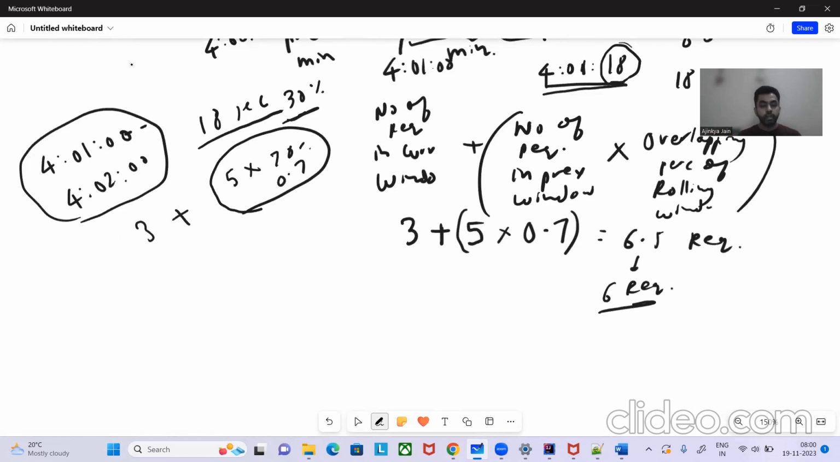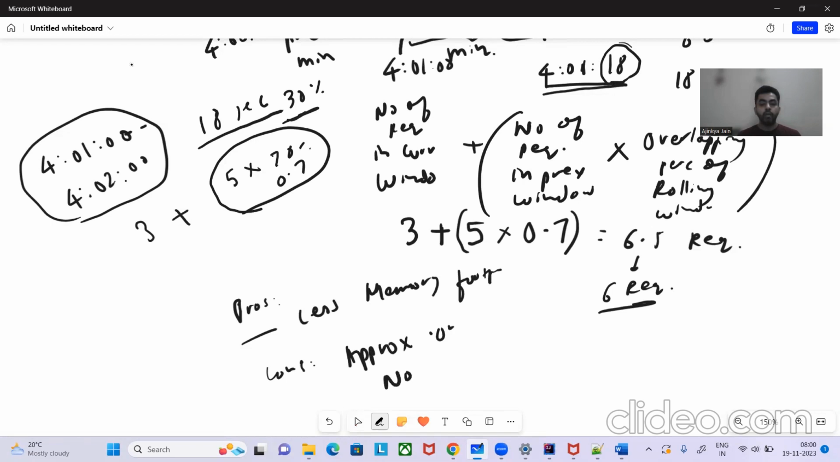So what is the advantage of this one? The advantage is less memory footprint. The only con is that it works on a bit of approximation, a not so strict look back time, because we are considering an approximation like 70% of the previous window, or whatever it is.